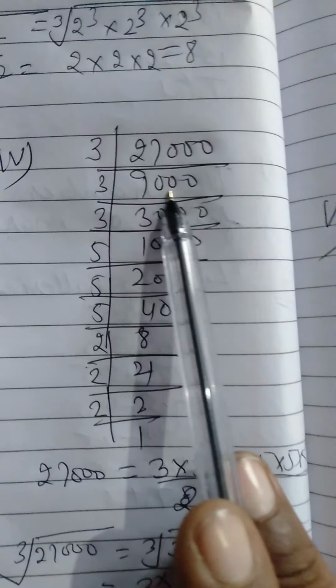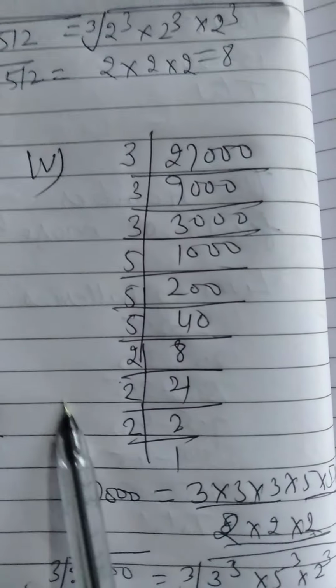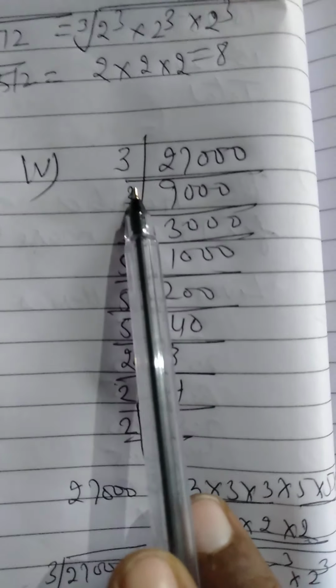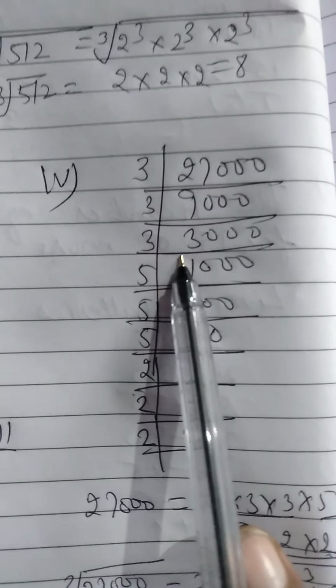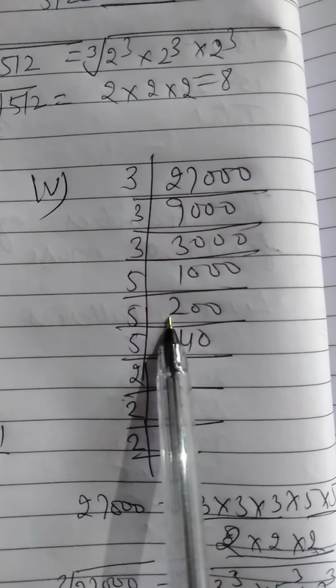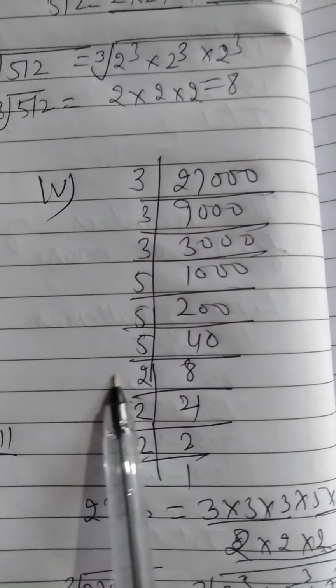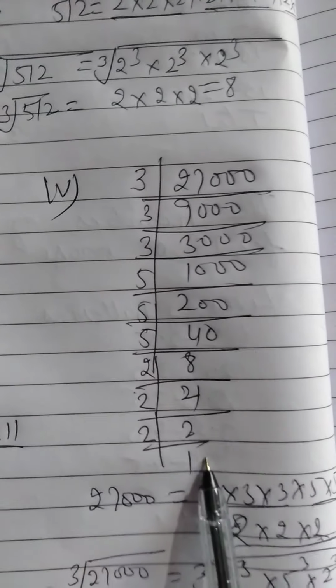3 nines are 27 and 000 forward. You can do it 2 also, or you can start from 5 also. I'm starting from 3 because it is easy to factorize by 3. So 3 3s are 9 and 3 zeros forward, 3 ones are 3, 3 zeros forward, 5 2s are 10 and 000 forward, 5 4s are 20 and 1 0 forward, 5 8s are 40, 2 4s are 8, 2 2s are 4 and 2 1s are 2.